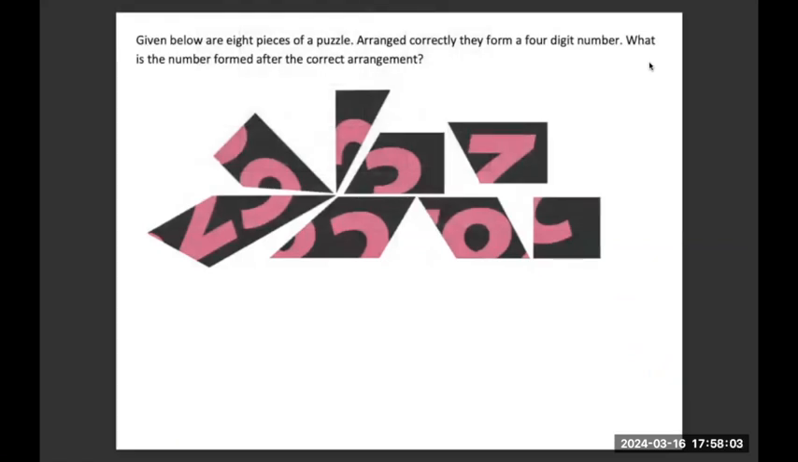What you are given below is 8 pieces of a puzzle. They are not arranged correctly in this combination, but when they are arranged correctly, they form a 4-digit number. You have to find the number formed after the correct arrangement.